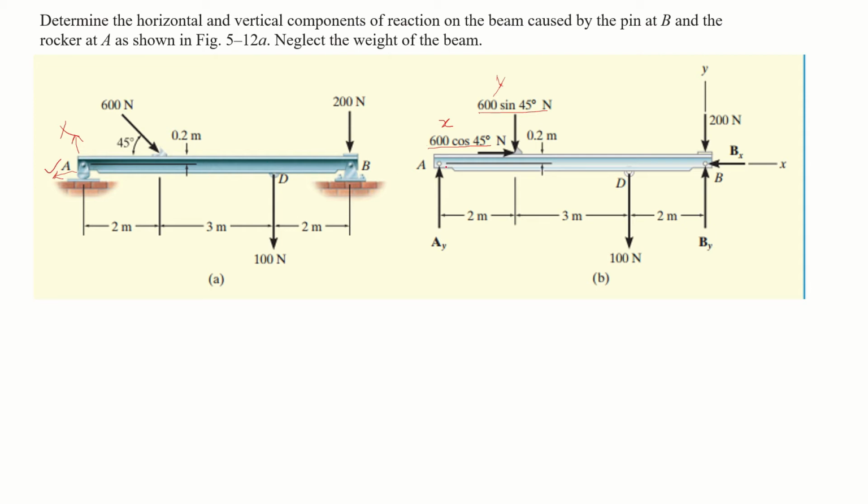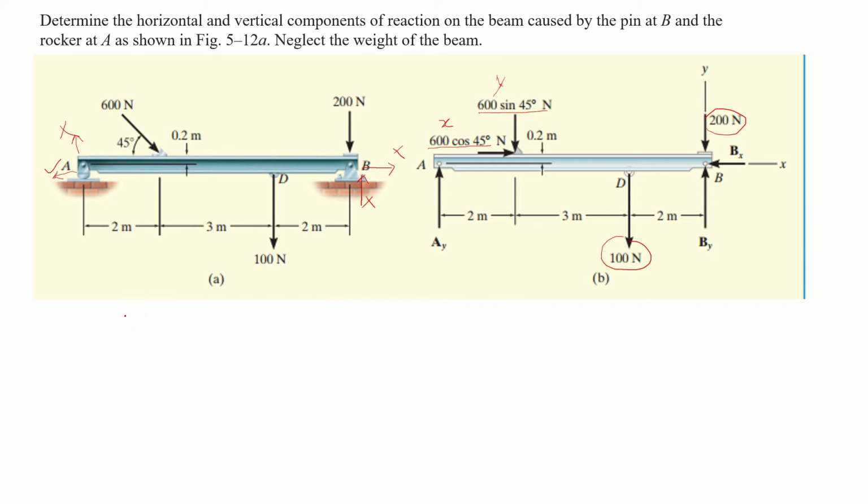So there is only one reaction at point A, whereas this pin reaction does not allow any motion in the x direction, nor does it allow any y motion of this beam. So there are two reaction forces at point B, and there is also an action force of 200 Newton at point B.